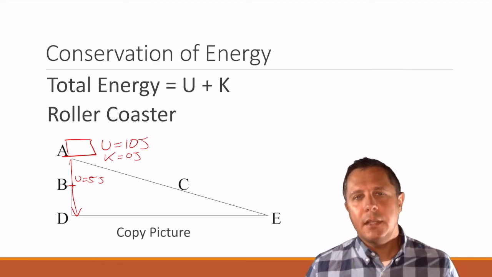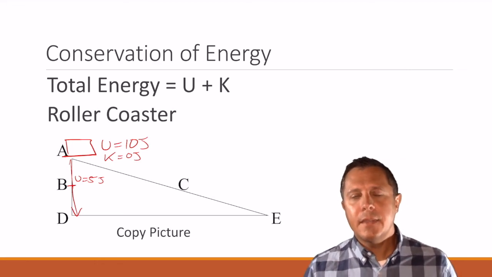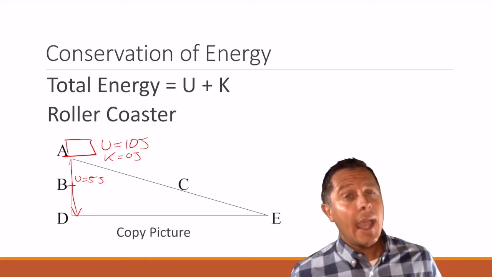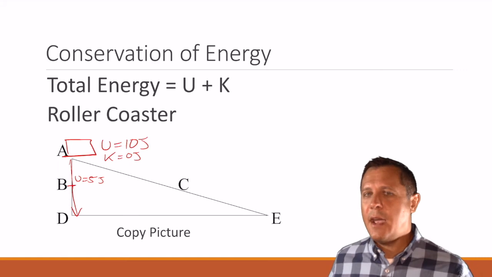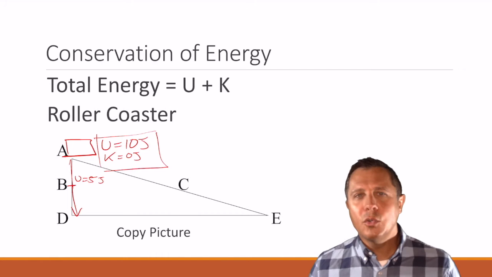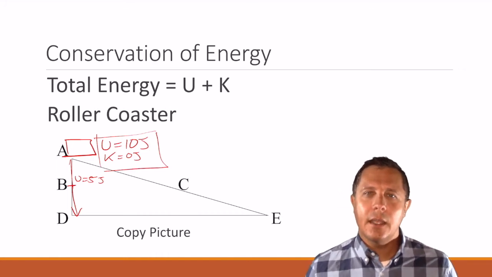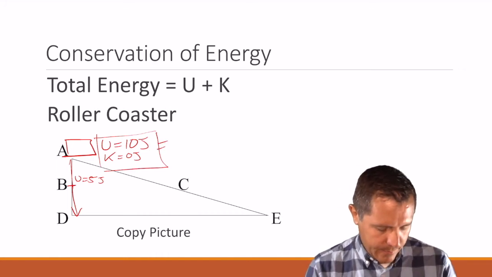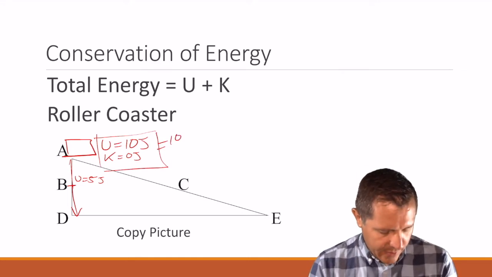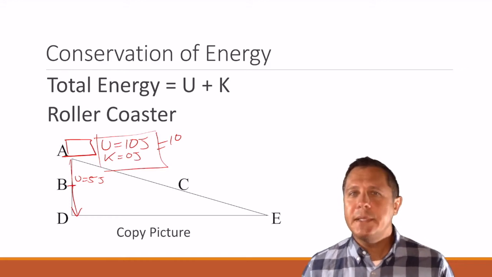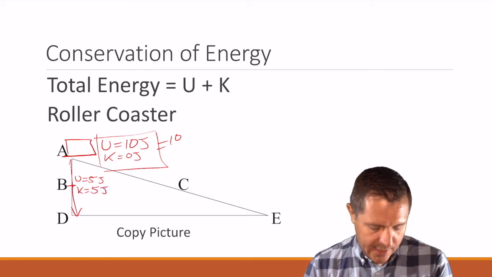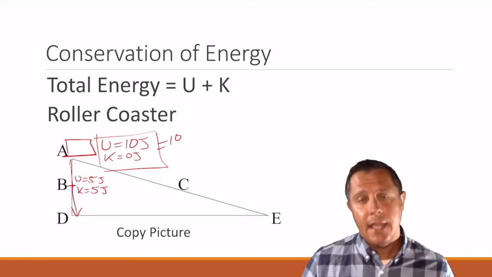Well, how much kinetic energy must it have? Okay, the conservation of energy says that the total energy before has to be equal to the total energy after. Before, we had 10 joules of potential plus 0 joules of kinetic. So our total was 10. All right? So, halfway down, if I now have only 5 joules of potential, that means I must have 5 joules of kinetic as well, so that they still add up to 10.